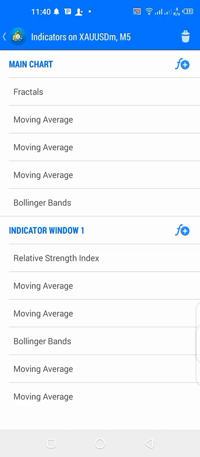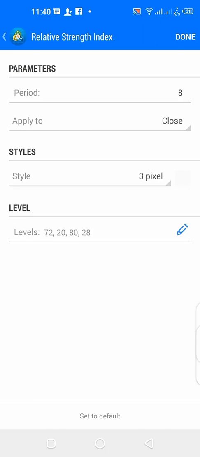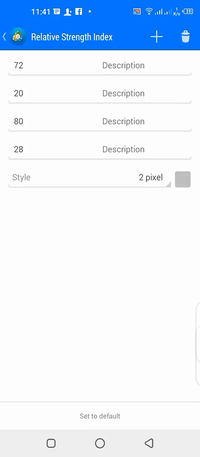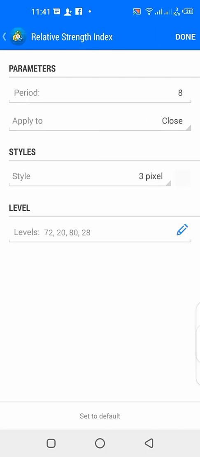These are the parameters for the indicators on the screen, but the indicators will only guide you to know the direction price may go. You don't really need them for the Grail Hedge strategy. For the RSI, the period is 8, apply to close, no color. For the levels, you have 72, 20, 80, and 28. That's for the RSI.